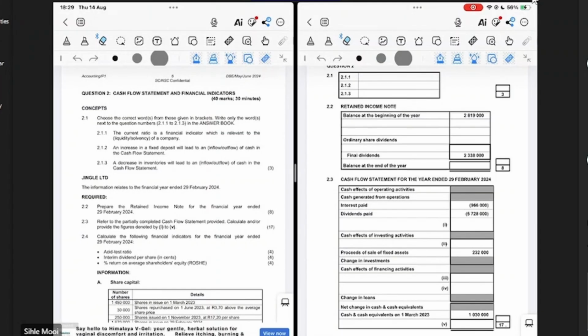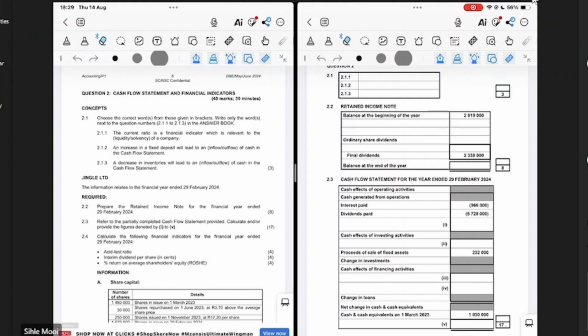Okay, so question number one, which one do we think it is? Liquidity or solvency? With the current ratio, what is it called? Which one is it? What do you guys think? The liquidity. The liquidity, that's correct. So liquidity looks at the short-term cash flows and solvency looks at the long-term. So the current ratio, those are short-term, so that's why it's liquidity.